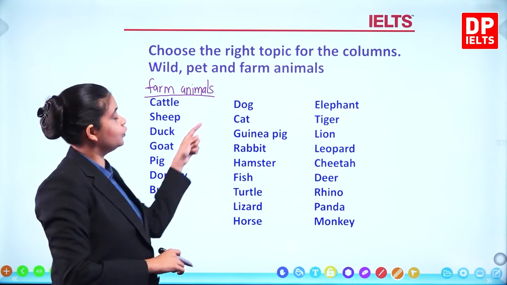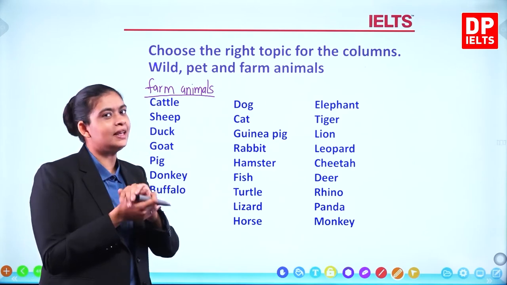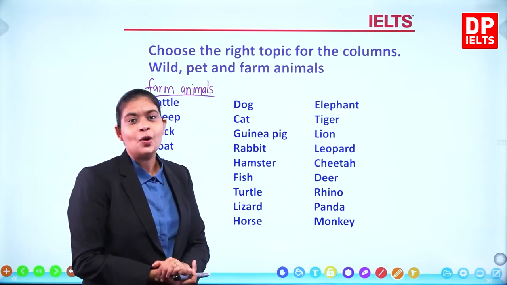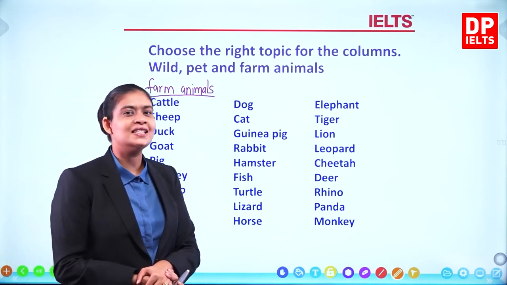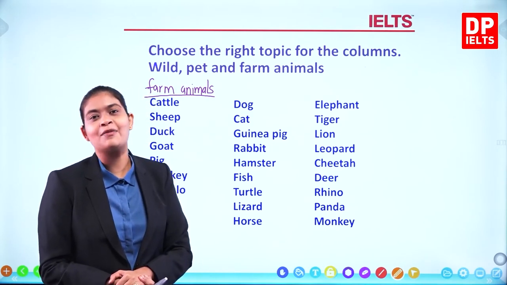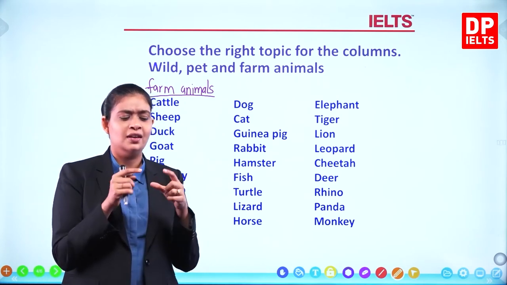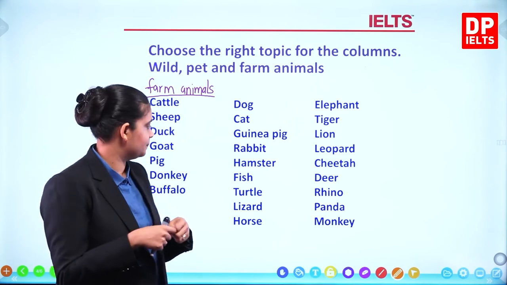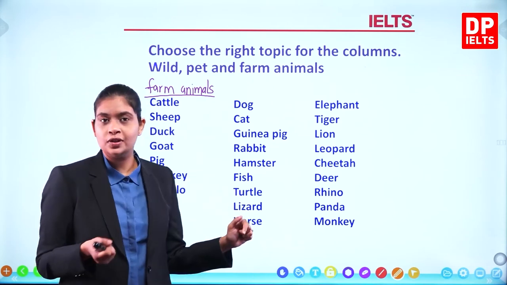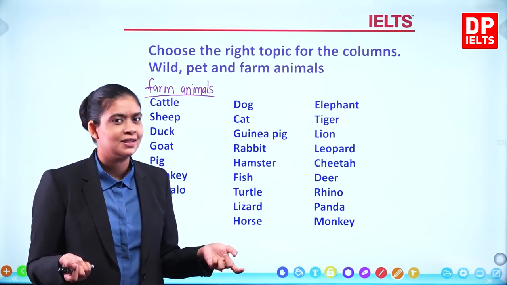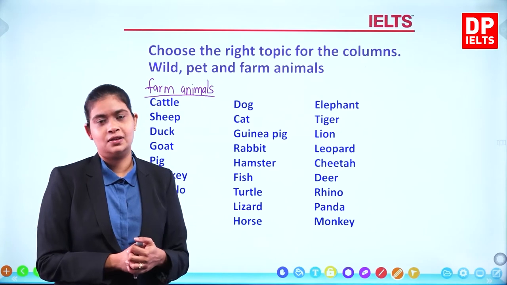Then we have the dog, cat, guinea pig. Guinea pigs are little pigs that we actually keep as pets. We don't have a lot of guinea pigs in Sri Lanka, but abroad they are quite a nice, cute type of animal that a lot of people have as pets. Rabbit. Hamster, again, a little type of mouse, okay? Very small, again, we keep as pets. Fish, turtle, lizard, okay? So, lizard is actually, in Sri Lanka, we don't keep lizards at home as pets, but abroad, some children, some people actually have a lizard as a pet, okay?